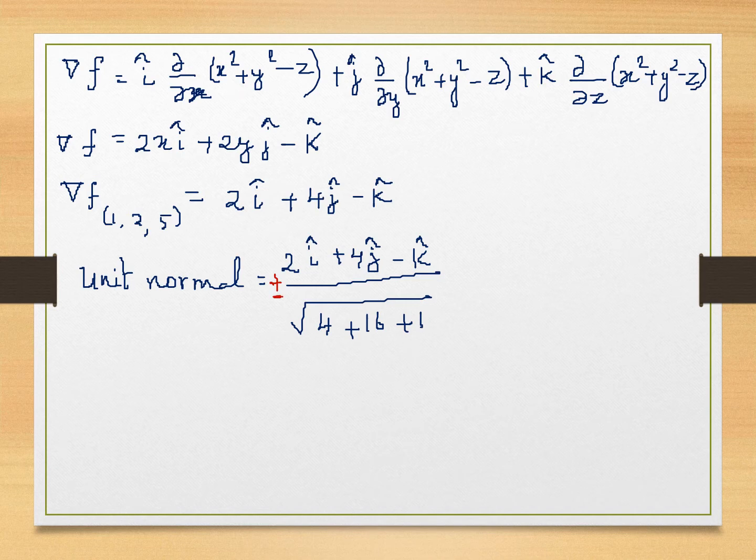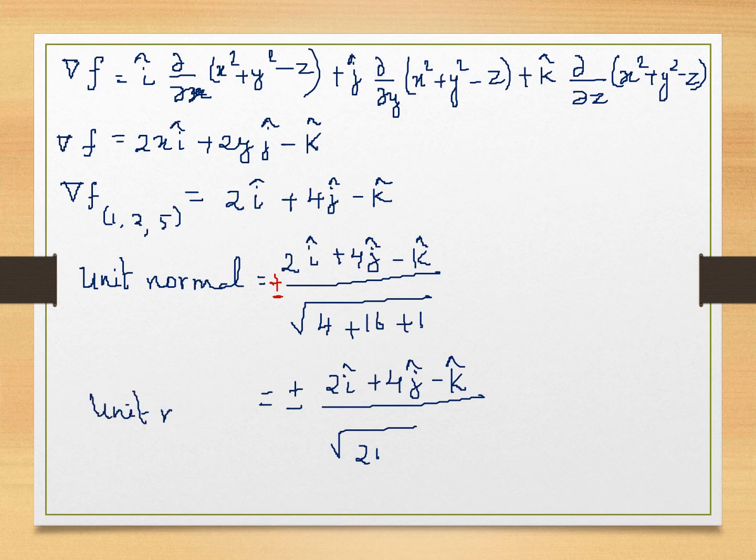So on further simplification we will obtain plus or minus of 2 i cap plus 4 j cap minus k cap by root of 16 plus 4 is 20, plus 1, 21. This is the unit normal. The answer for the question is found.